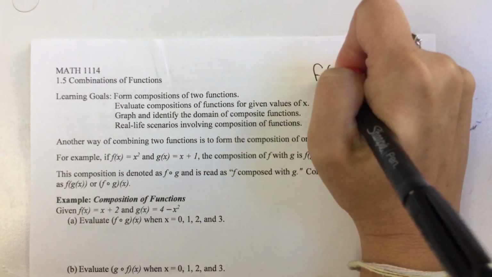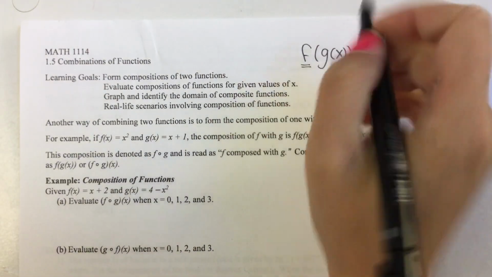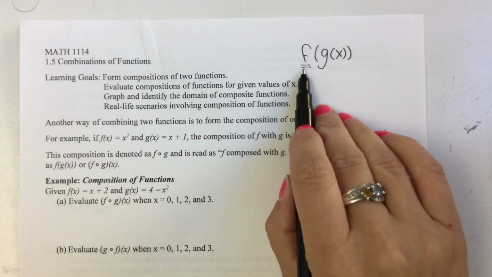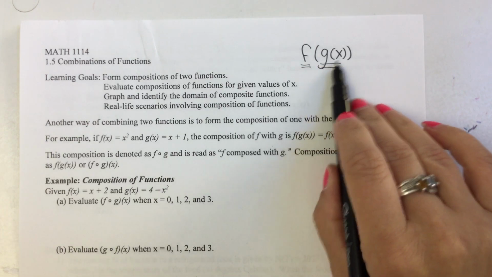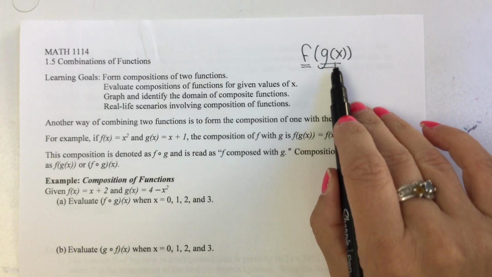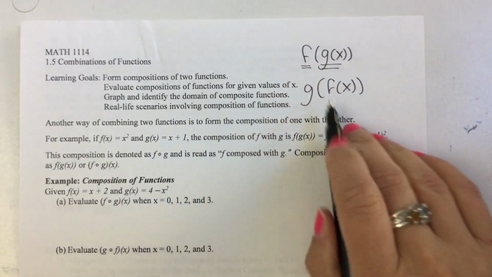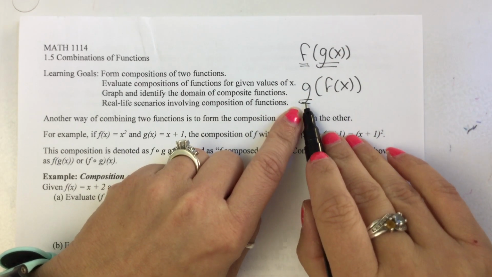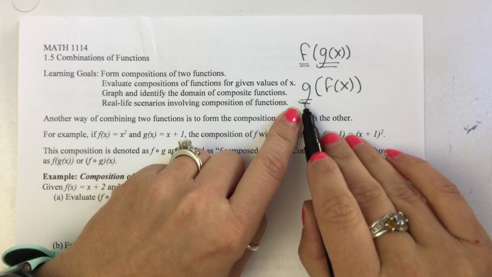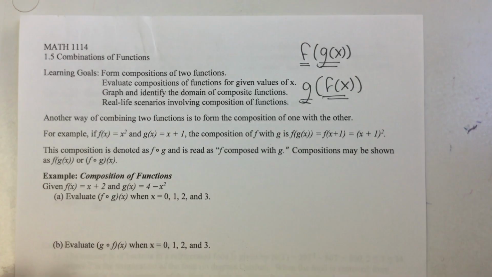If I have f composed of g of x, what this means is I would take the f function, keep everything the same except for the variable. Where the variable is, you are going to replace it with the whole function g of x. If I have g composed of f of x, this time the g is first. So whatever function is listed first, I call that the skeleton function. So that's the outside. So you would rewrite it, but where the variable is, you would replace the variable with the full function f of x.